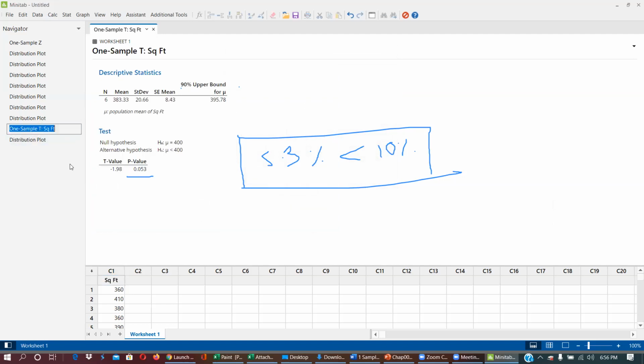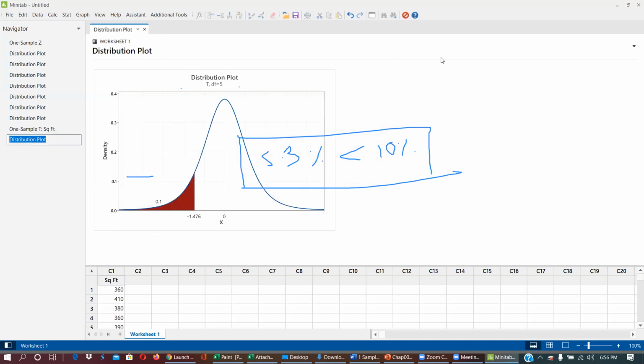What is the value we are getting here? 1.98. So our calculated value is falling somewhere here. Minus 1.98 is going into the red zone. I think 98. Is it? Therefore, we are rejecting this. Is it clear? Now, one more question, and then I will leave you.